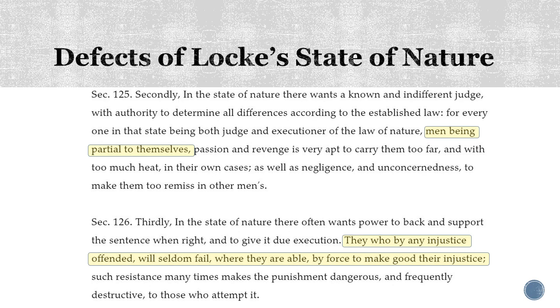Now, again, I want to draw your attention to a couple of these really key phrases. Again, it is self-serving bias that people have that really ruins the state of nature for everybody, and then requires a government to help us get past or to counteract.